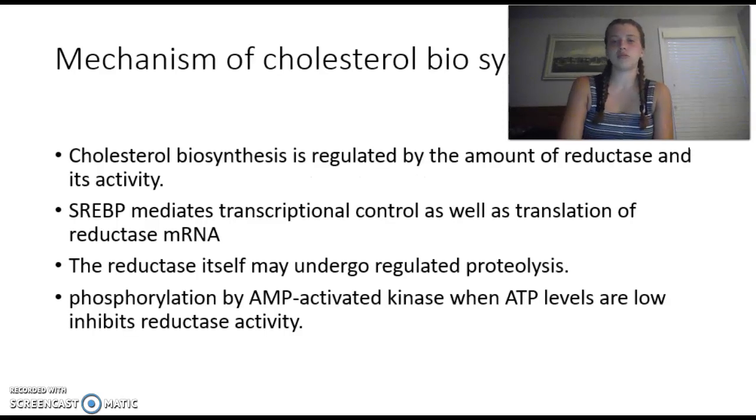So the mechanism of cholesterol biosynthesis. Cholesterol biosynthesis is regulated by the amount of reductase and its activity, and SREBP, or sterol regulatory element binding protein, mediates transcriptional control as well as translation of reductase mRNA. The reductase itself also may undergo regulated proteolysis, and finally, phosphorylation by AMP-activated kinase when ATP levels are low inhibits reductase activity.